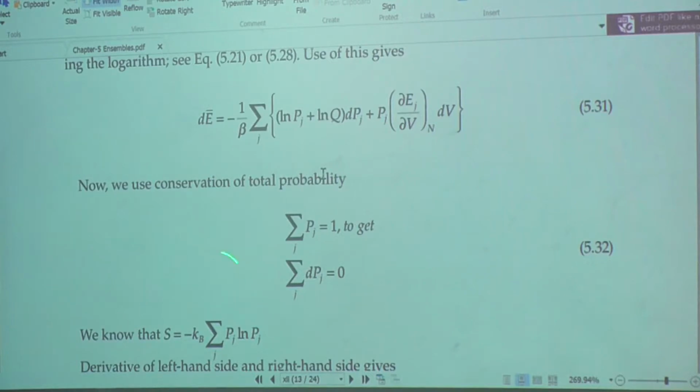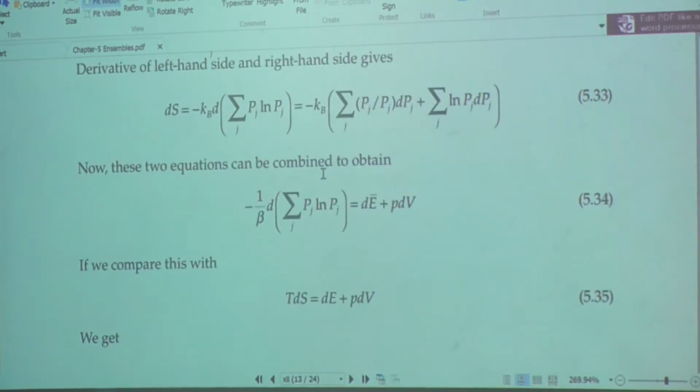We also already used S equal to minus k_B sum Pj ln Pj. Now look here, this term has disappeared. I have ln Pj here and I have dEj dV here. Now let me start with this quantity, Pj ln Pj. I now write the ln Pj term here, and I have to take a d. So I have to take the differential.